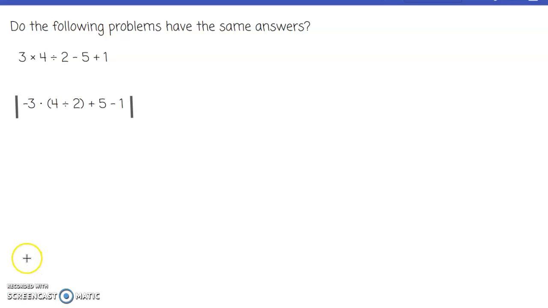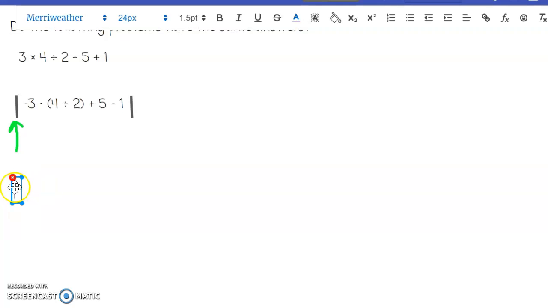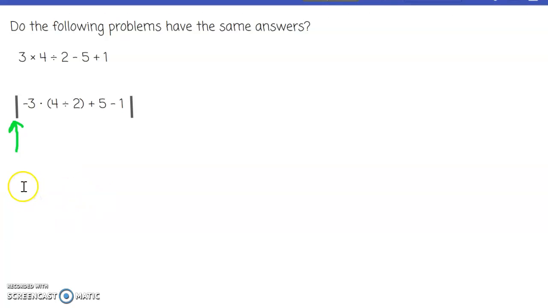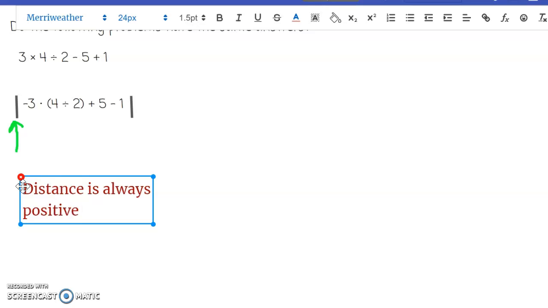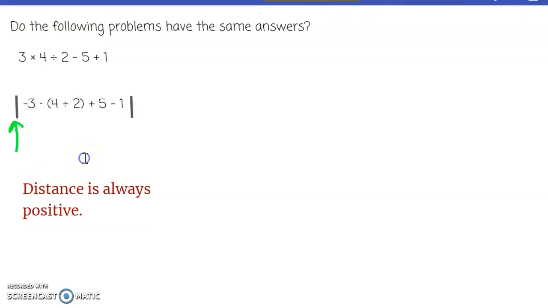First of all, remember, down here, this one looks a little bit different than the first one because it has these bars. These bars are known as absolute value. Absolute value just means the distance from zero. And when we talk about distance, remember, distance is always positive. Anything inside those absolute value bars will always be positive. So just try to remember that when we do that second expression.